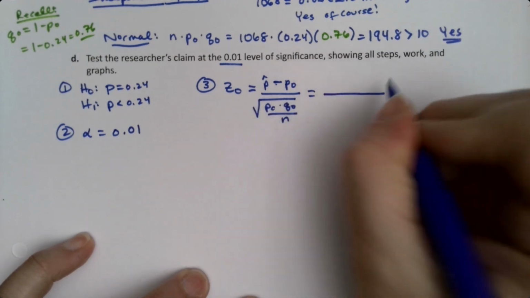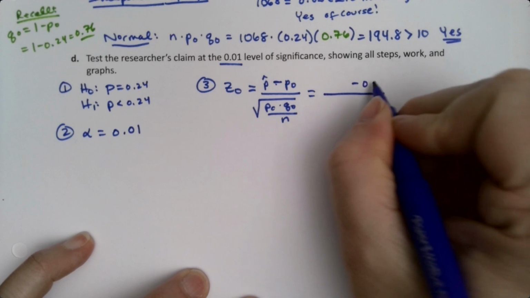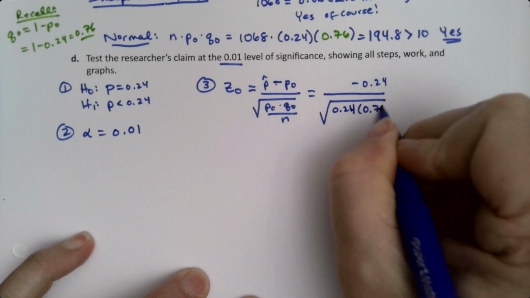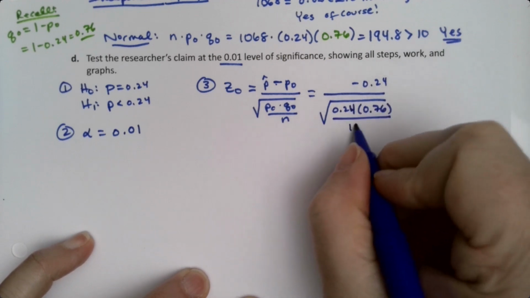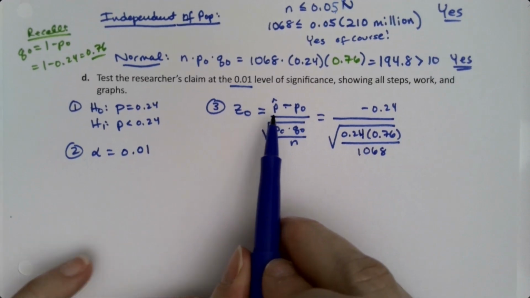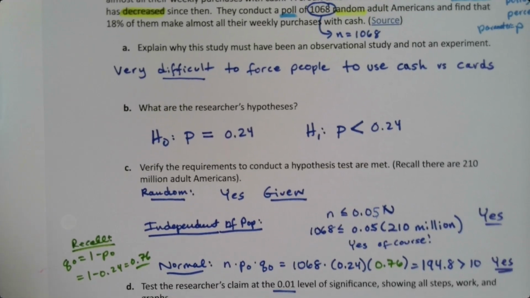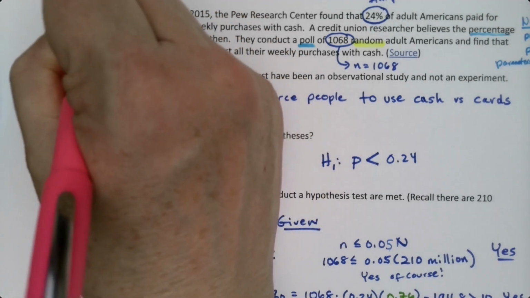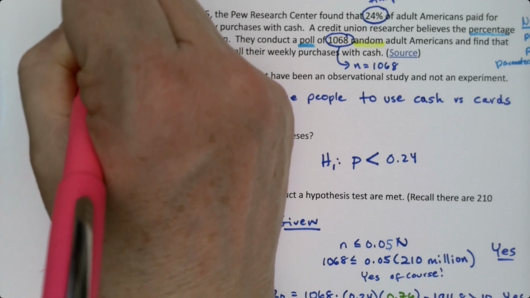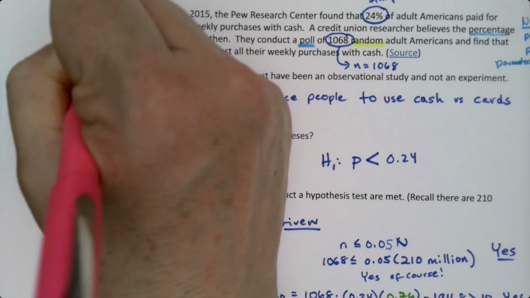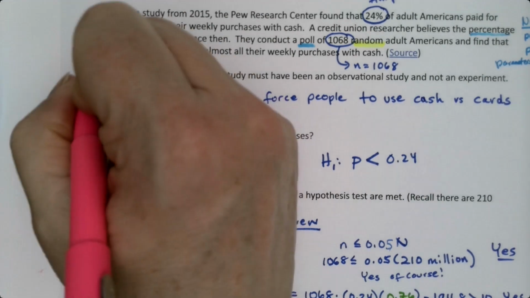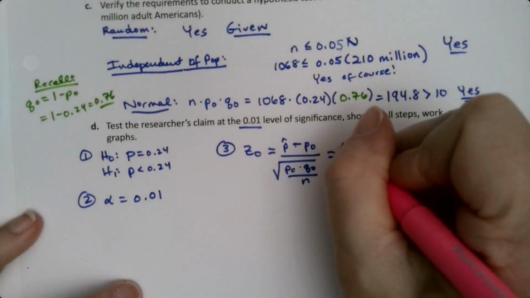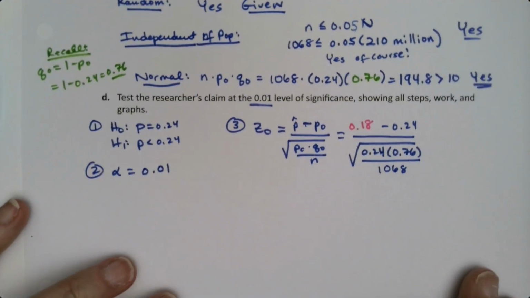Now I know P0. P0 is from the null hypothesis. It's 0.24. So I can put 0.24. I know that this is 0.76. I already found it up above. And then I know this is 1068. The only thing I don't know is P hat. Oh, but I do. Because P hat is right here. It's the new value. So the new value is P hat. Okay. So P hat is 0.18. Right. So that's what's going to go right here. The newer value for the percentage.